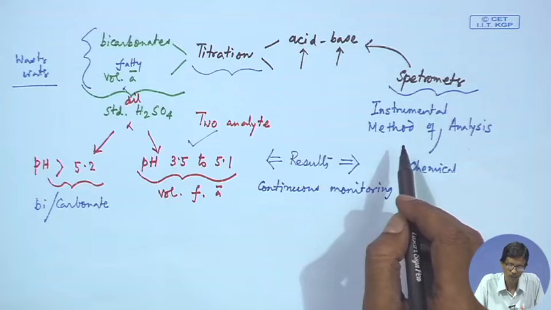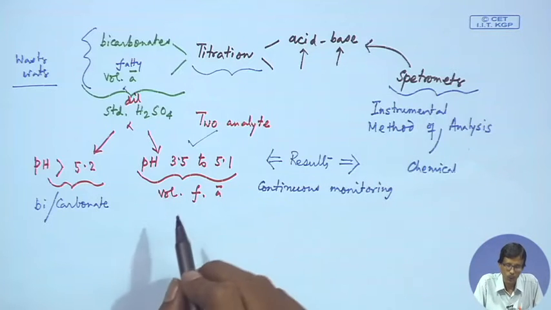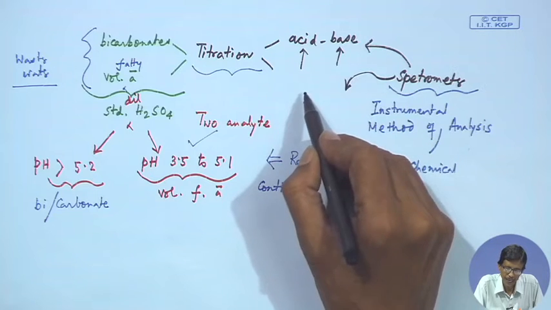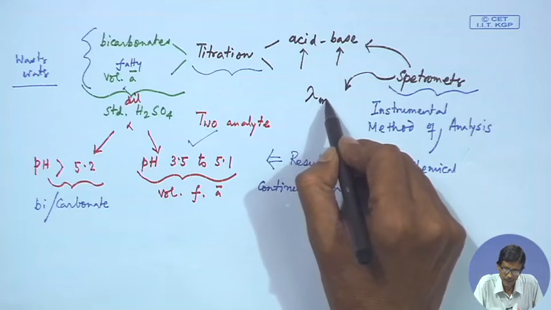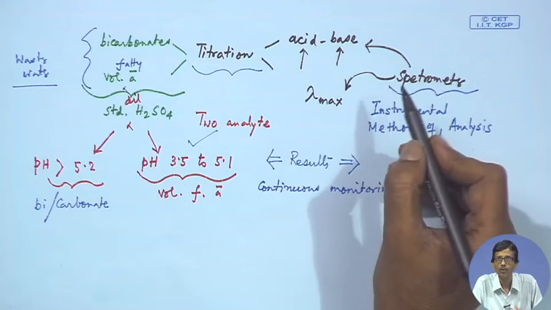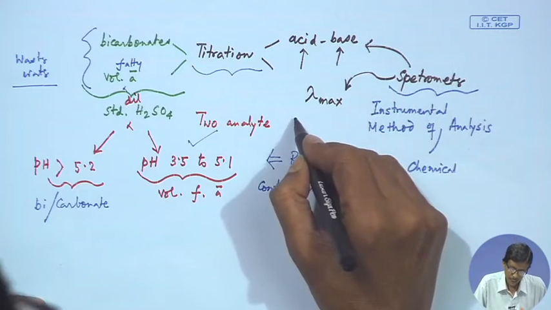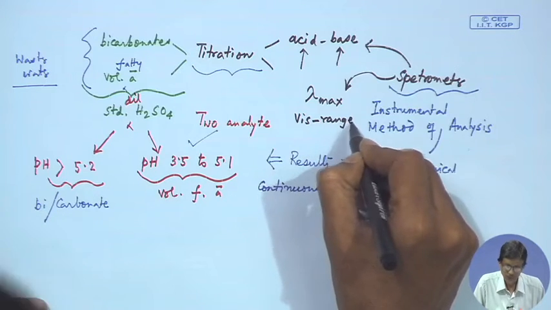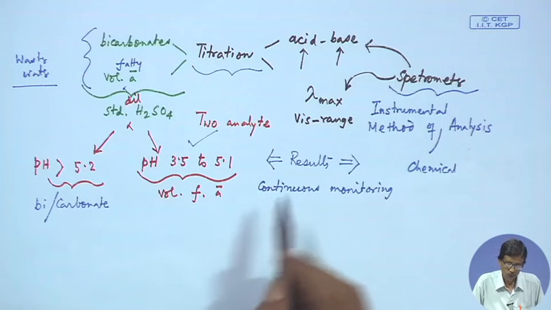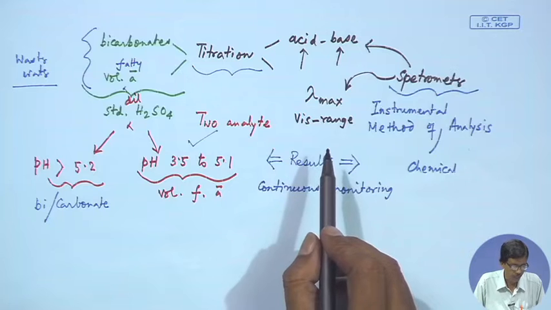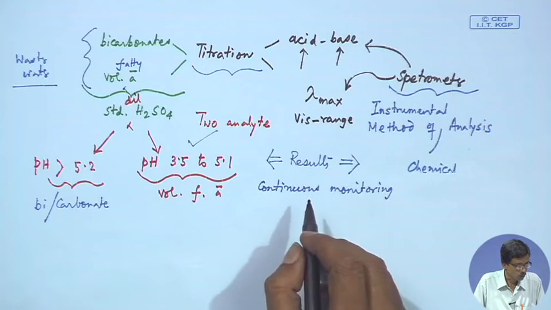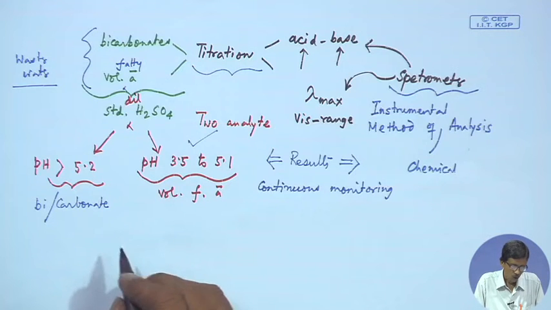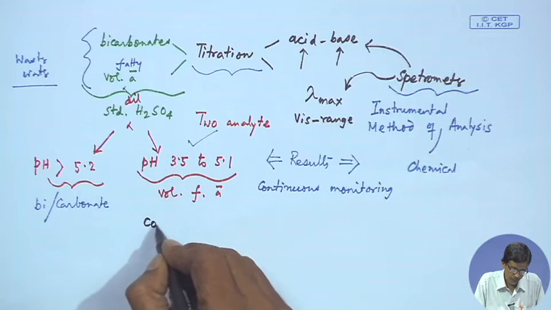That instrumental method can give some important information. What we can do now is that the spectrometer can detect the lambda max value if it is colored in the visible range. To get that, we will introduce something which we call a color-changing indicator or a colorimetric indicator.